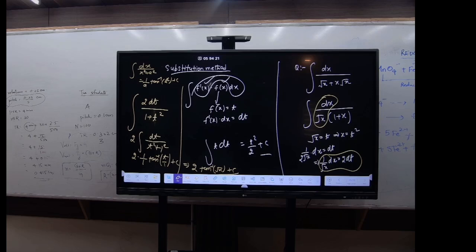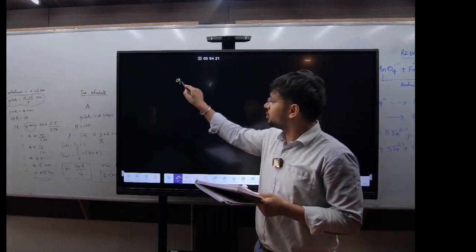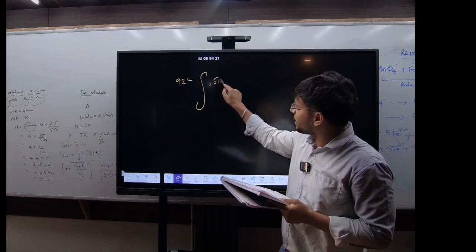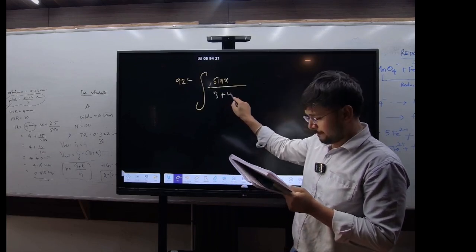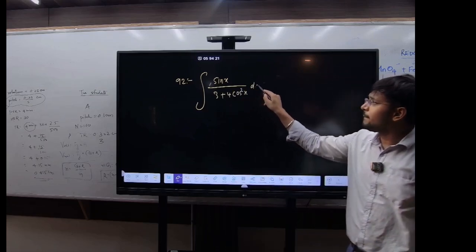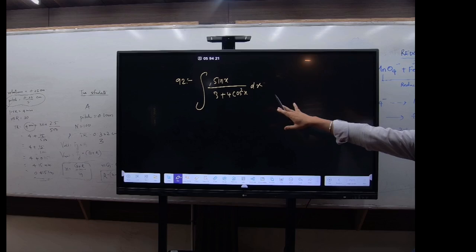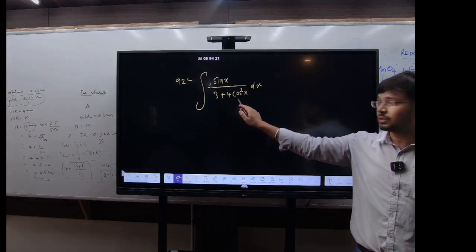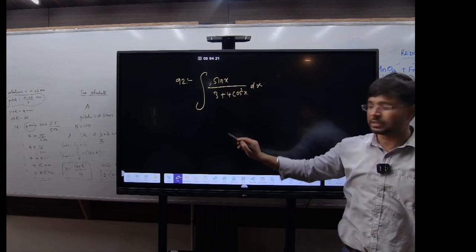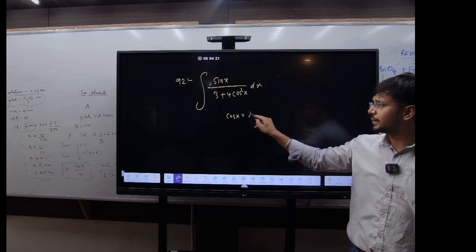See, any function and its derivative is present. If I am assuming cos x, what is the differentiation of cos x? Minus sin x. Means cos x and sin x are present, means one is the derivative of another. Yes or no? So last question of the day, 92. You just understand the pattern. Again, denominator, always try to simplify the denominator. My focus will always be on the denominator. So in the denominator cos is present. Differentiation of cos is minus sin, means the derivative is present. So I will assume cos x is equal to t.